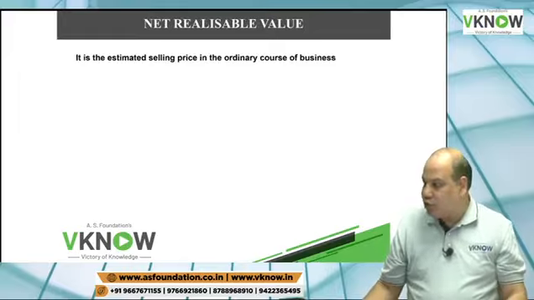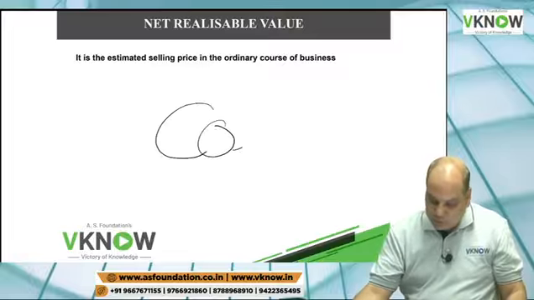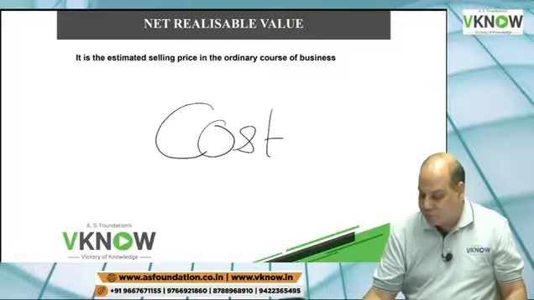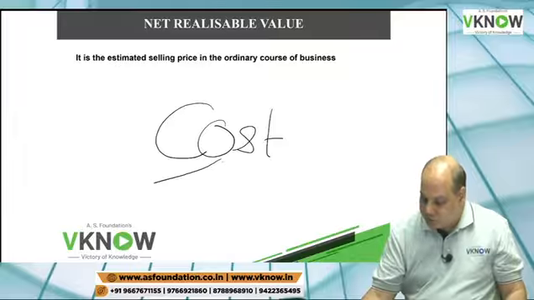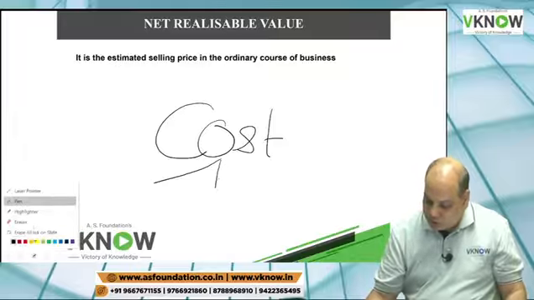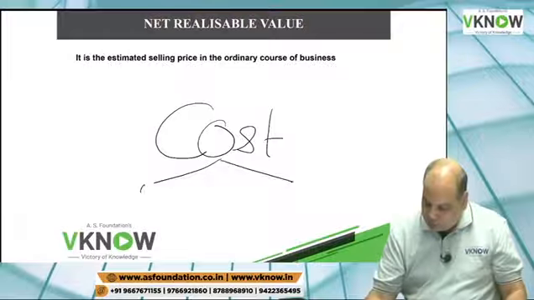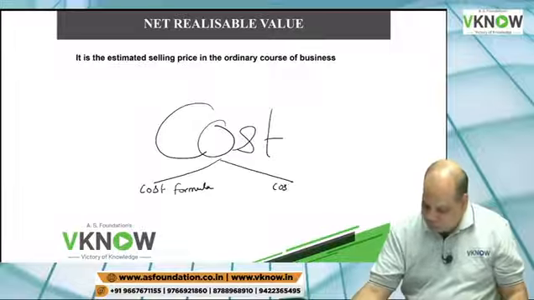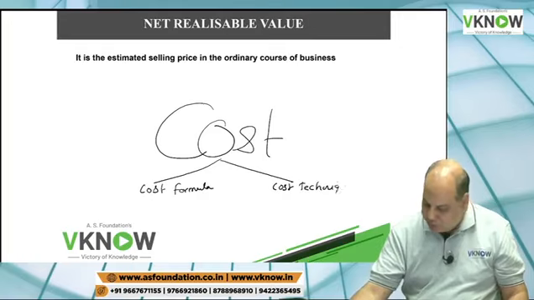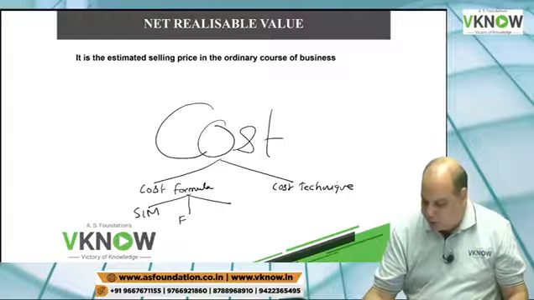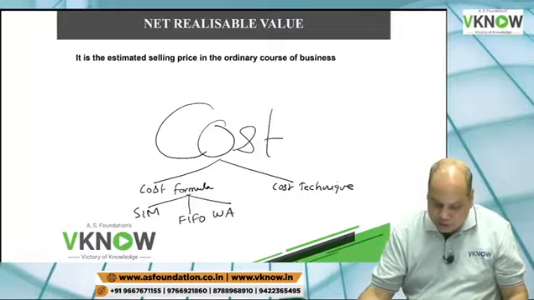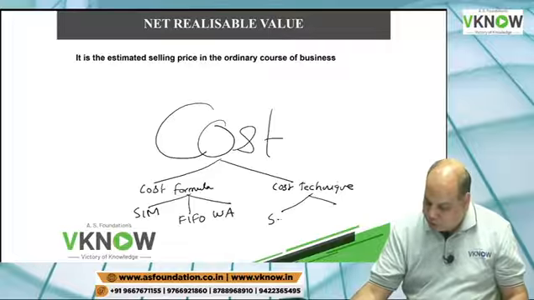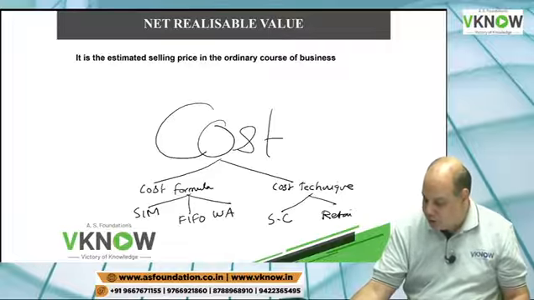Now, after so much hard work, we have learned cost. What have we learned in cost calculation? We have learned cost formula and cost techniques. Quickly revise. Cost formula, there are three: specific identification method, FIFO method, weighted average. Cost technique, there are two: standard costing and retail method.